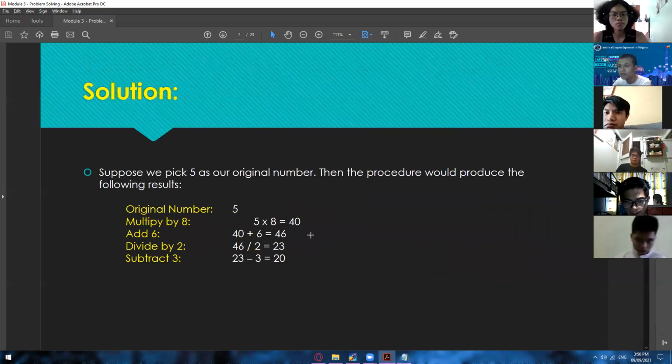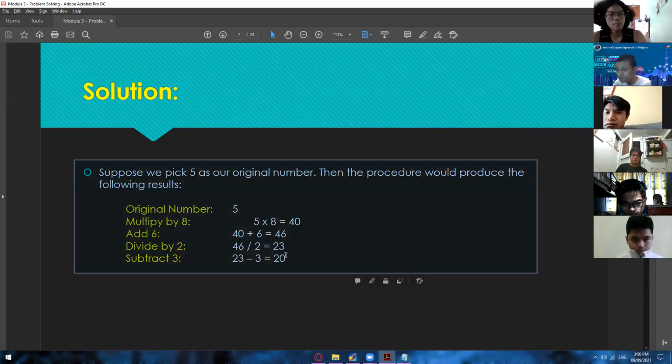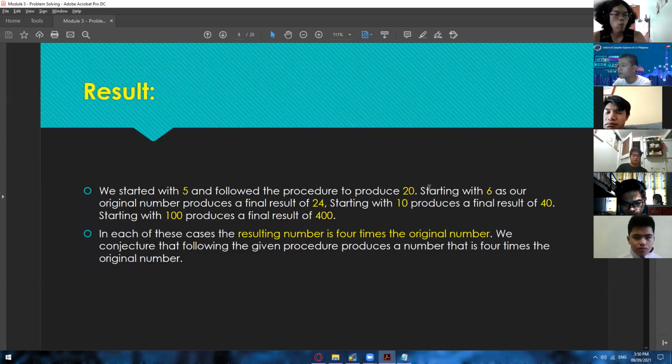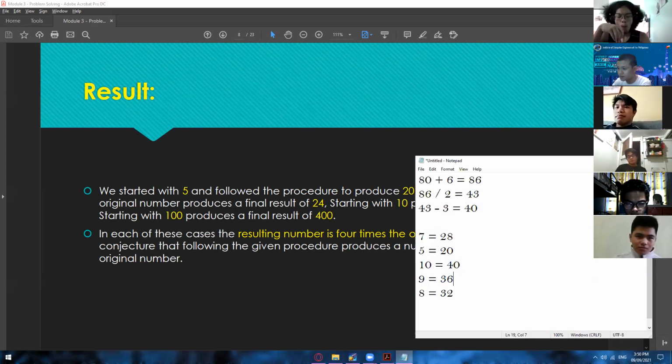Okay, so here is the solution. If we have 5, we have 20. If we have 6, we have 24. If we have 10, we have 40. If we have 100, then we'll have 400. So in each of these cases, the resulting number is 4 times the original number. So we conjecture that the given procedure produces a number that is 4 times the original number. So again, this is an example of inductive reasoning, since we base it on the data that we have gathered.